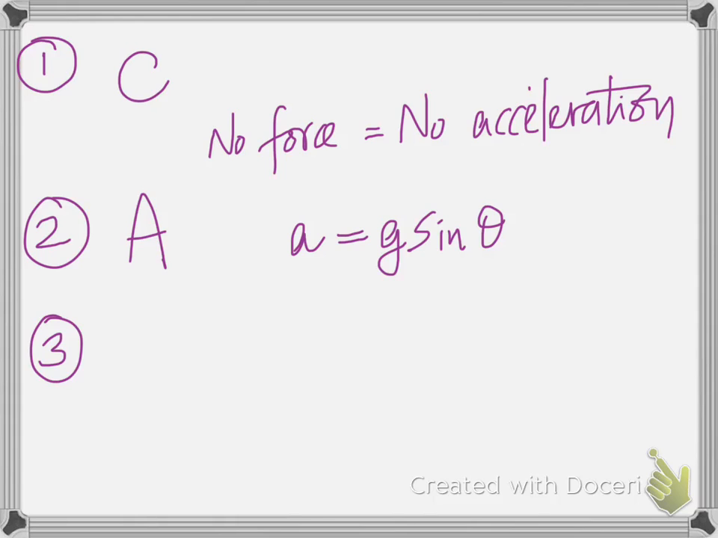Question 3. A packing crate slides down an inclined ramp at constant velocity. Well, in this case, actually it's supposed to accelerate, but if it's moving down at constant velocity, that means there is an equal and opposite frictional force acting on it. So 3C.